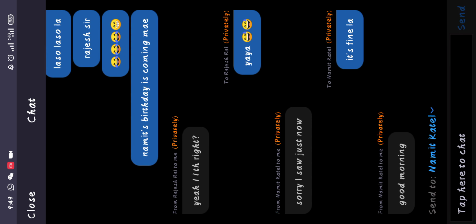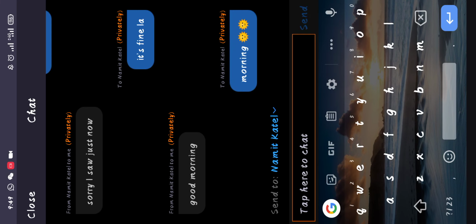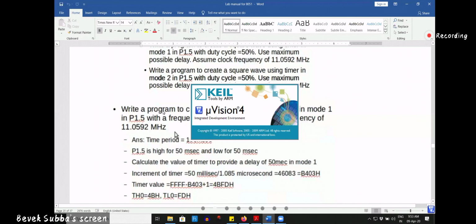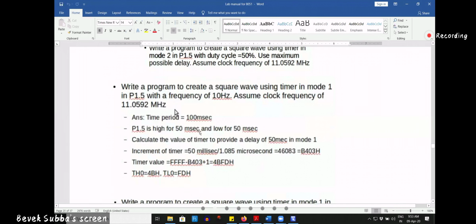Then, this question says square wave, but this question does not say whether to keep this 50% duty cycle or not. So I'll just take this as universal 50% duty cycle. That is for on and off, it will be of equal interval of time. How much? 50 millisecond, because it is 100 millisecond. That's why I want to keep this one on time as 50, off time as 50 millisecond. Are you getting?